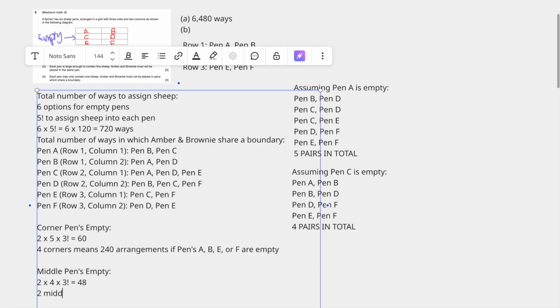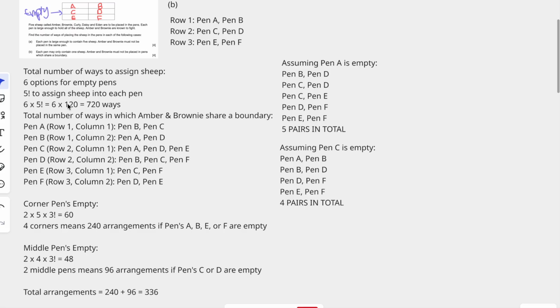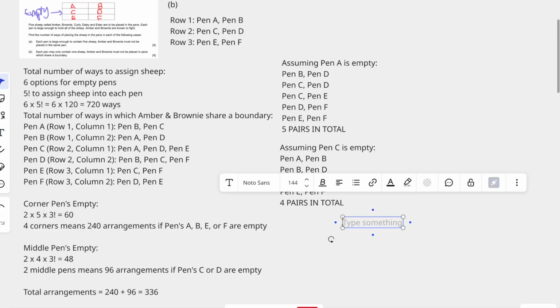Since there are 2 middle pens, the same will be true if we assume pen D is empty, so we can multiply 48 by 2 and determine that the total number of scenarios that Amber and Brownie share a boundary, given that one of the middle pens is empty, is 96. Adding 240 with 96 results in a total of 336 arrangements where Amber and Brownie share a boundary.